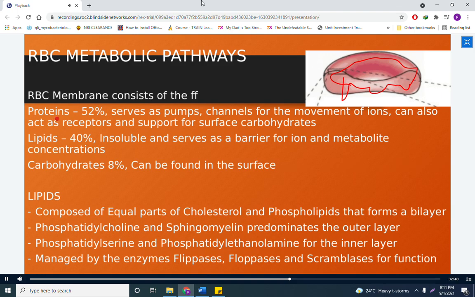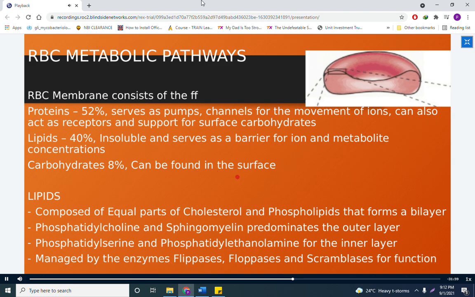If you're asked, what is the least abundant, least meaning the smallest amount, in your RBC membrane, the answer will be your carbohydrates class, which is 8%. Okay? Now, your lipids class, it makes up 40% of your RBC membrane. Insoluble, it serves as a barrier for ion and metabolite concentrations. And then we have your carbohydrates class, which is 8% and can be found on the surface.